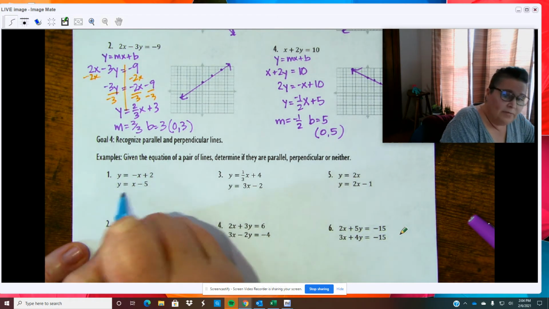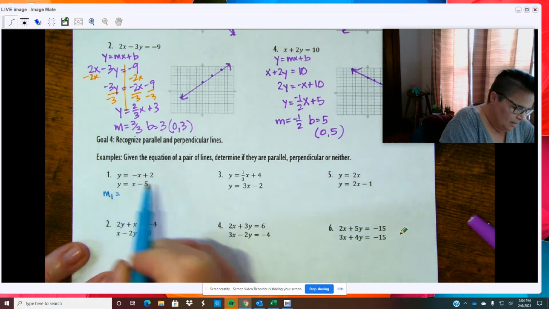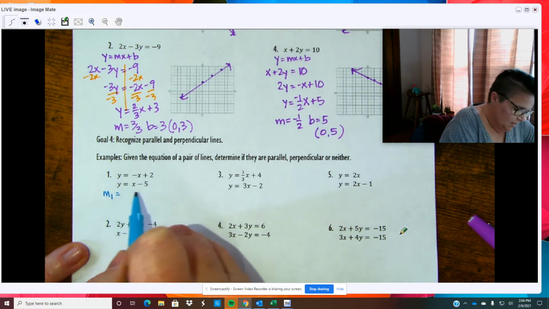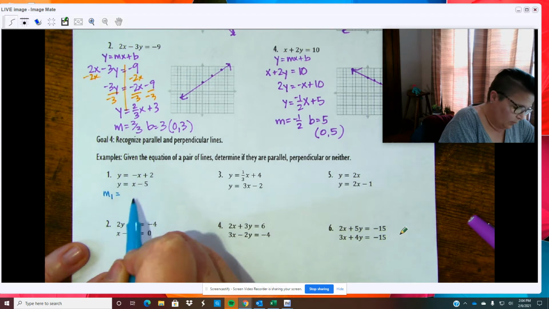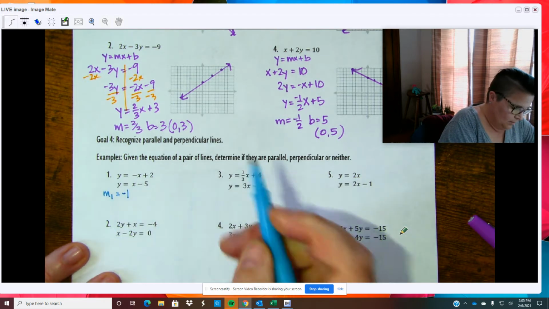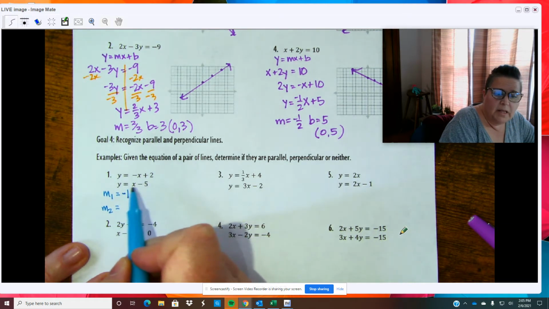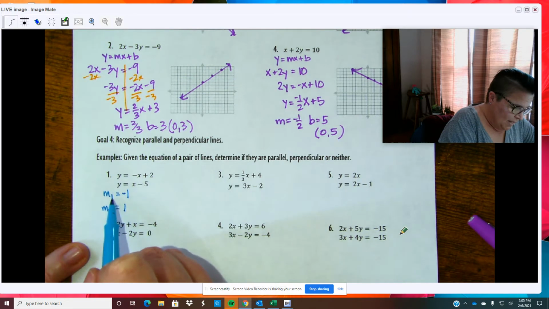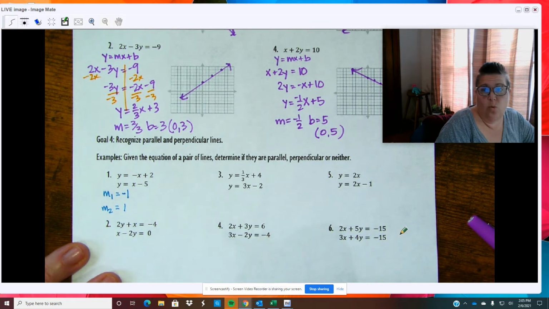So if we have this pair of lines, let's look at the slope from the first line. This is already in slope-intercept form. So I know the slope from the first line is going to be a negative what? What number's in front of here that we never write? Negative 1. The slope of the second line also appears to be blank, but there is a 1 in front of that x. So my m sub 1, my slope from the first line, is negative 1. My slope from the second line is 1.